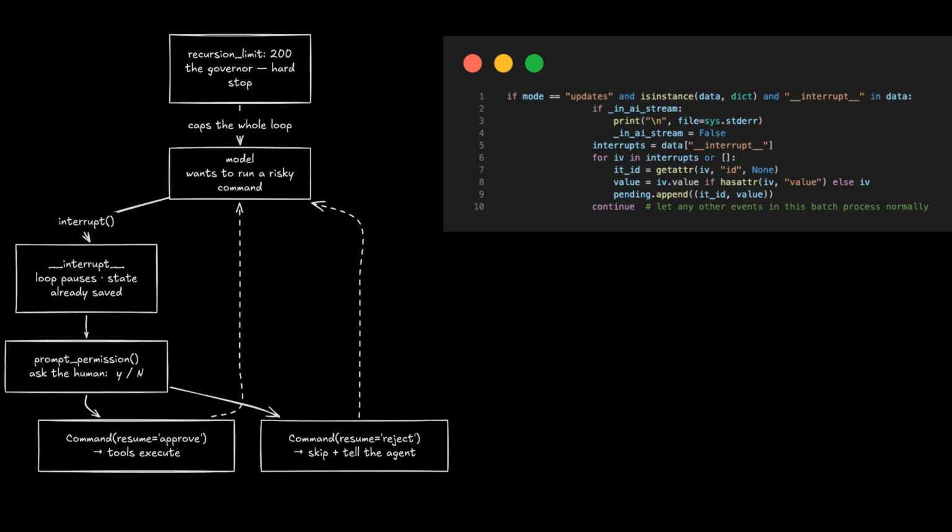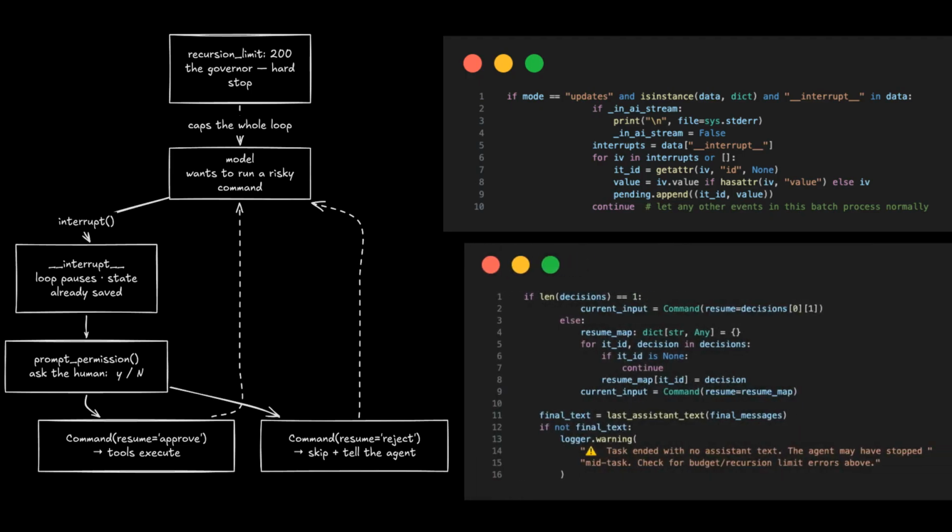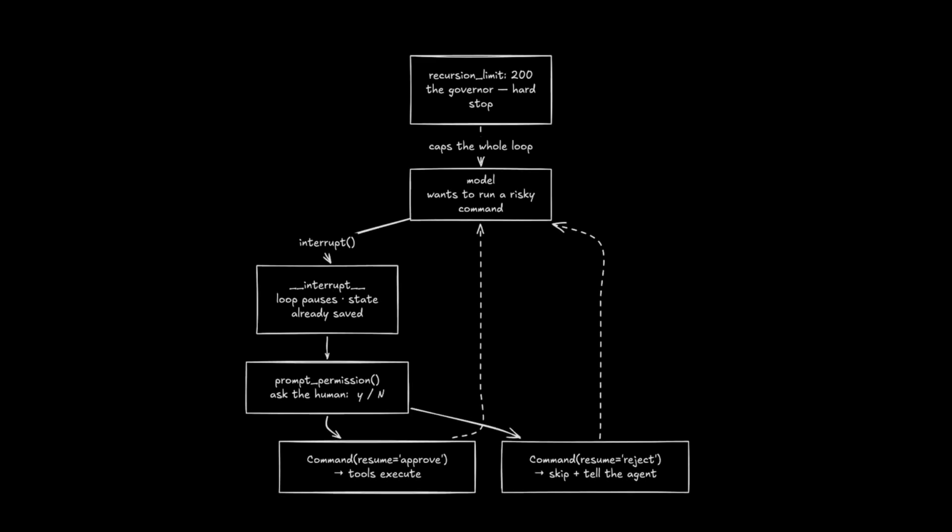So we ask you, on the command line, the agent wants to run this command, yes or no? You answer. We send your answer back in with a single instruction, Command resume, and the graph picks up exactly where it froze. That's human in the loop, and in code, it's one pause and one resume. We built that outer loop solely to make the exchange possible. A governor that caps the loop, a pause button that suspends it. Both possible only because the loop is a state machine with saved state, not a for loop you'd have to babysit yourself.